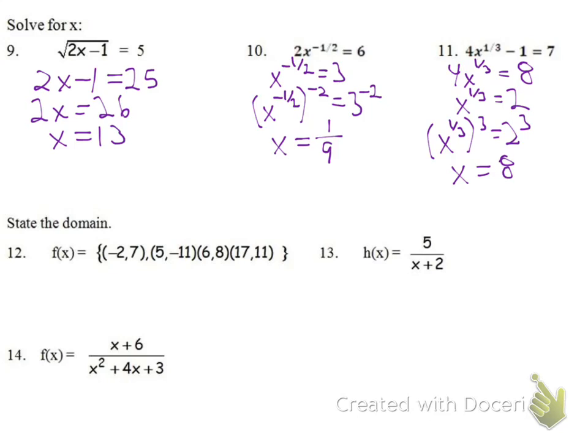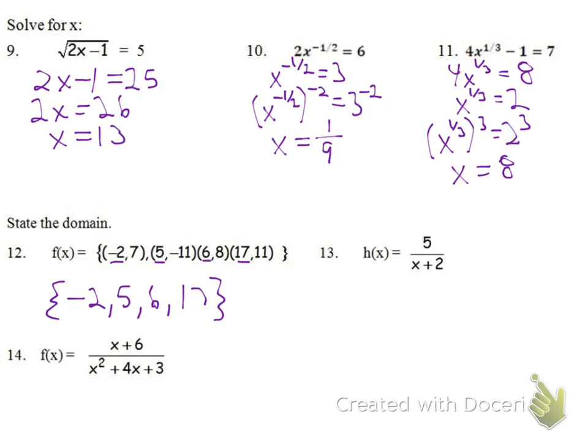For number 12, I need to look at the domain and state the domain. Since this is just a set of points, I'm really looking at the x values that I have. So the set of x values that I have for the domain is negative 2, 5, 6, and 17. The range would be all the possible y values.